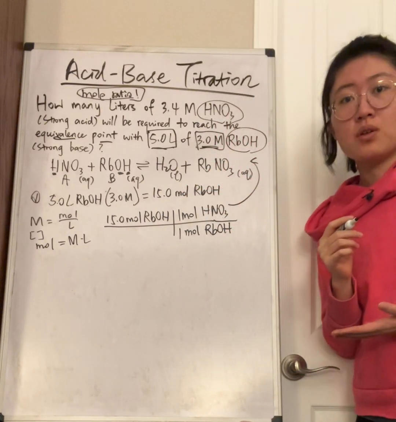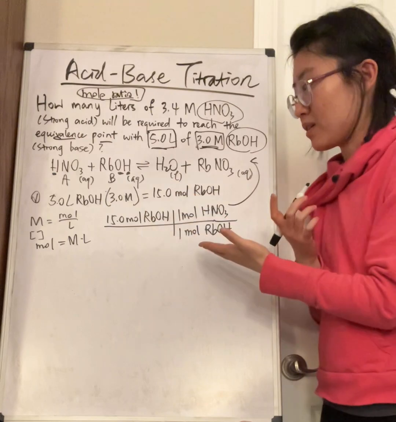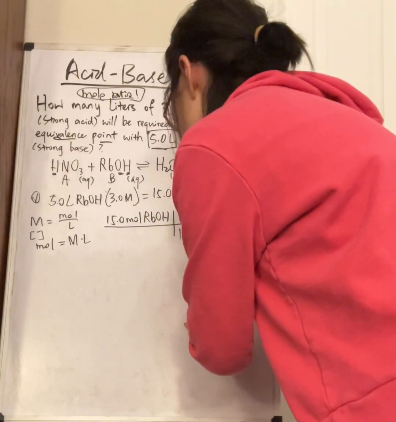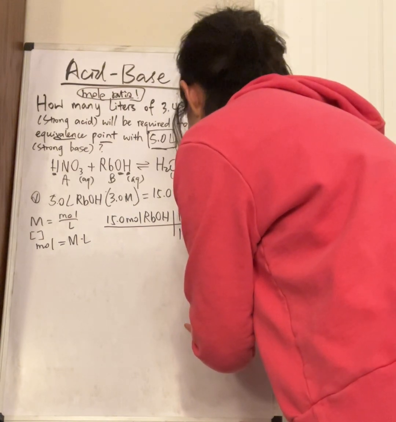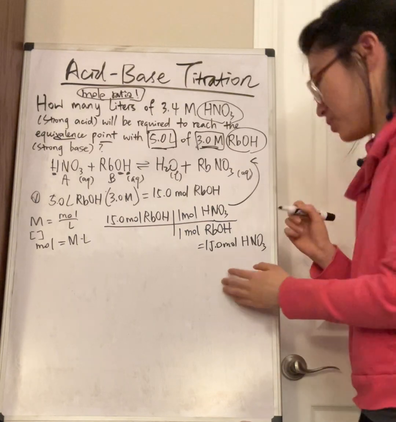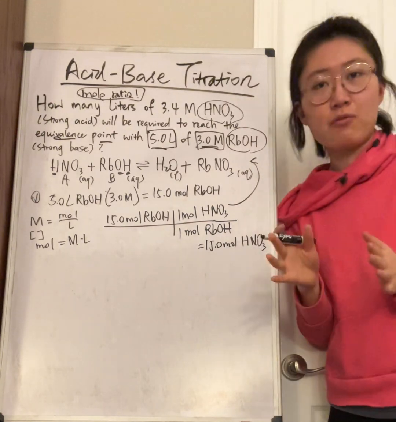So what is it equal to? Well, we don't have to multiply or divide by anything, right? We're just multiplying by 1. So that gives us the same answer, 5.0 moles, except this time it is HNO3. Okay, really cool, right? So we're halfway done.